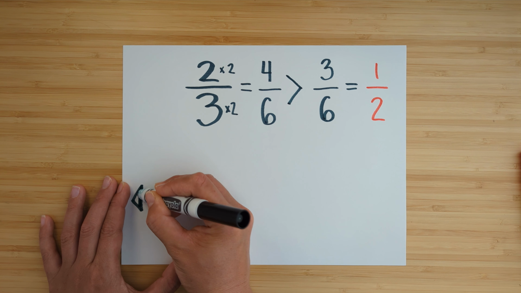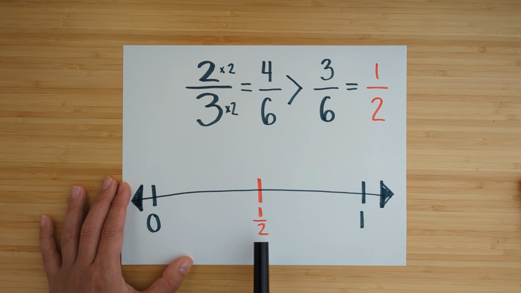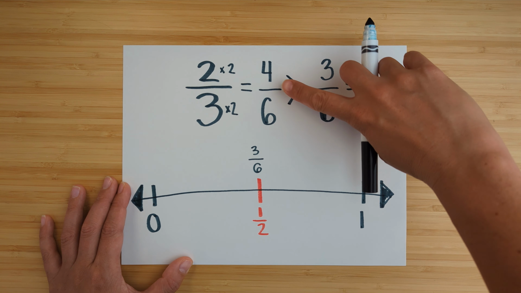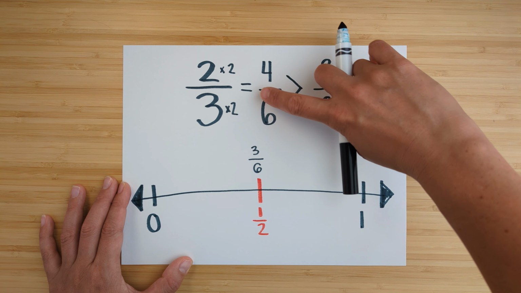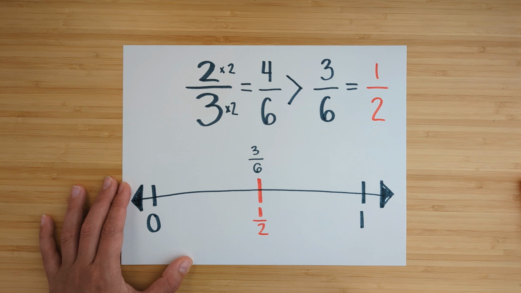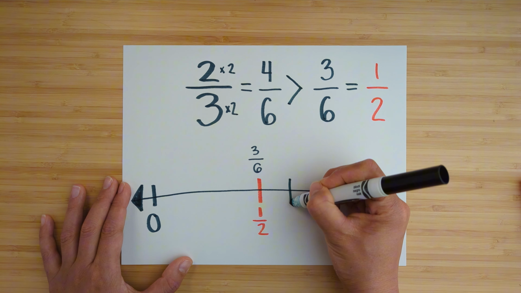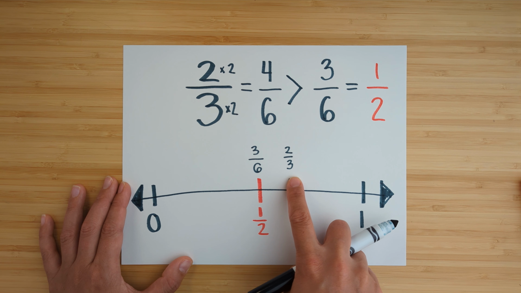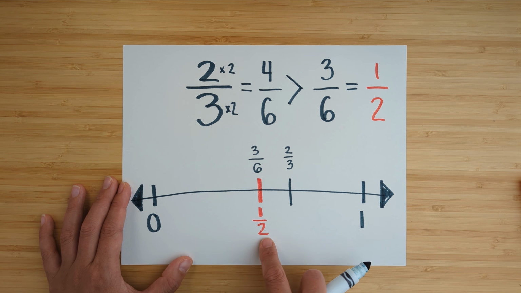Let's draw it on a number line. I have 0, 1, and a half. 3/6 is equivalent to a half, so I'll plot that right here. And then 4/6, which is equal to 2/3. So I'm going to use 2/3, not 4/6. 2/3, right about here. 2/3 is greater than 3/6, or greater than 1/2.